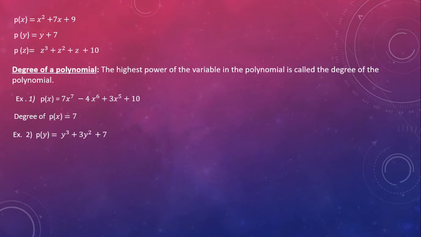The next one, p(y) equals y cube plus 3y square plus 7. In the first term, the power of y is 3. In the second term, the power of y is 2. Therefore, the highest power of the variable y is 3. Therefore, the degree of the polynomial p(y) is 3. The next one, p(x) equals 7x plus 10. Here, the power of x in the first term is 1. Therefore, the degree of the polynomial p(x) is 1.